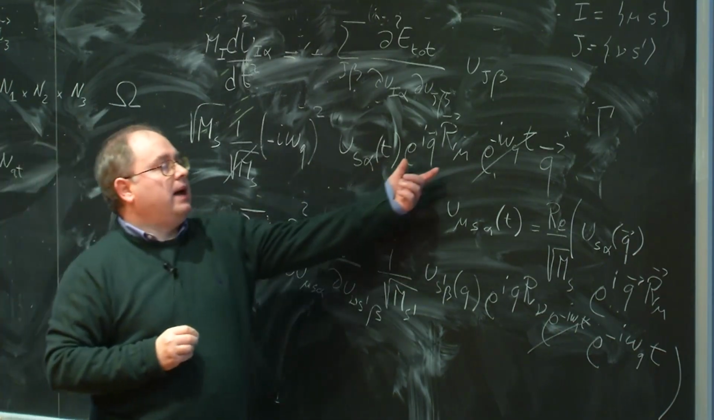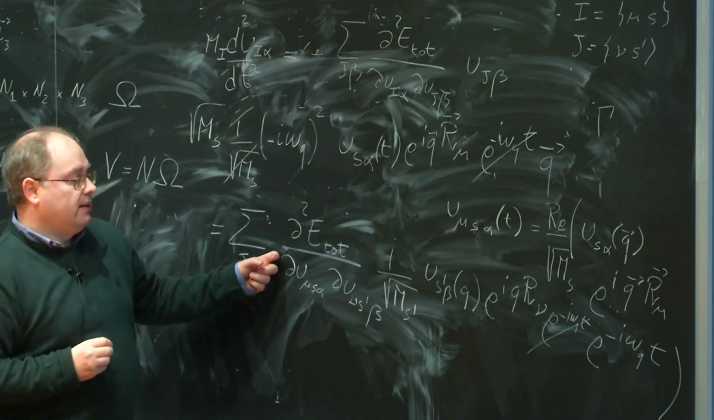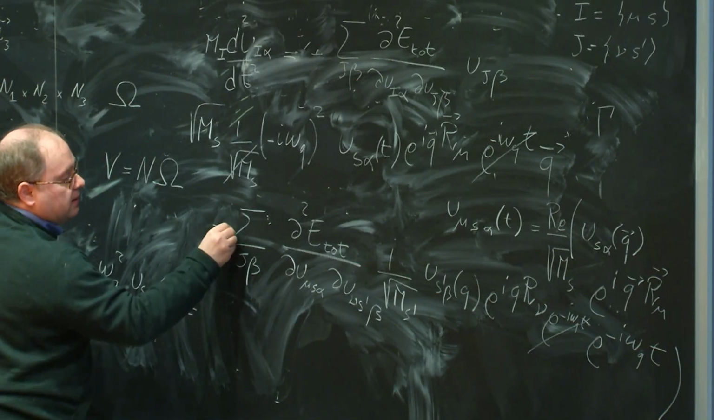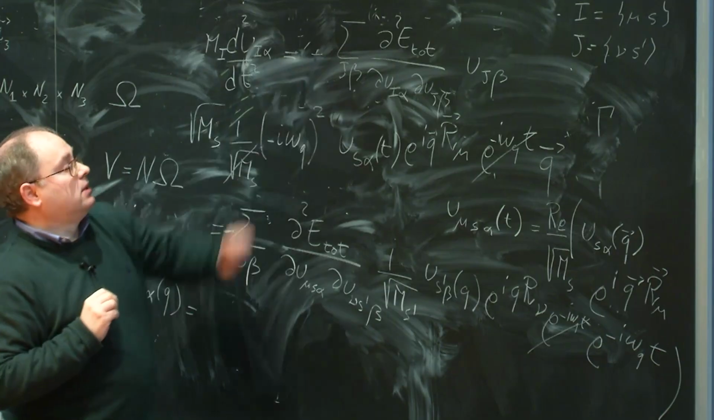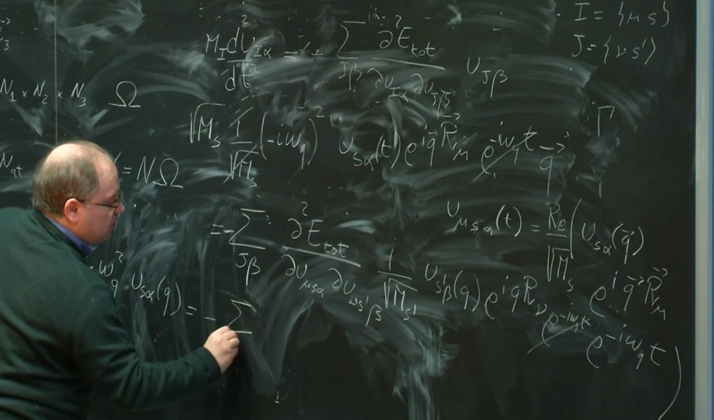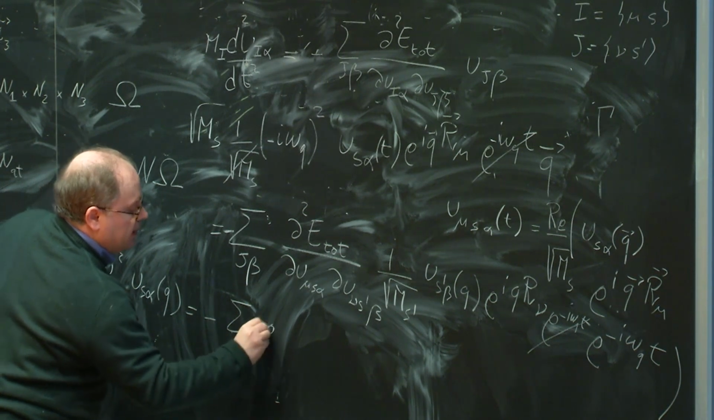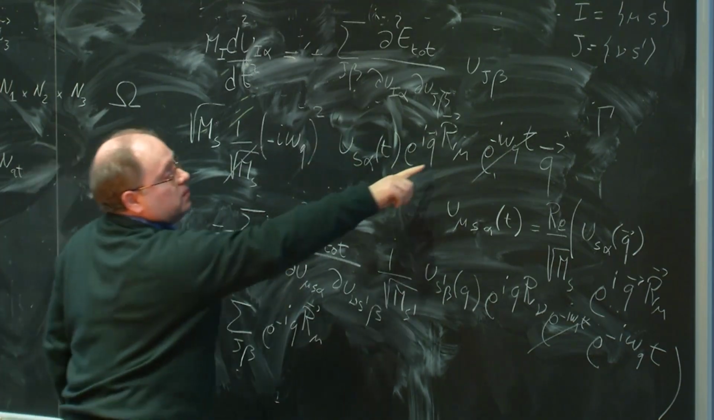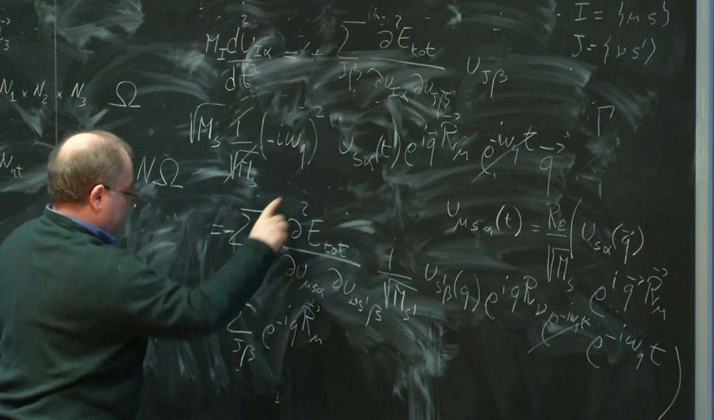And then the e to the I Q r mu, I bring it in the first. Here there was a minus. There was this minus here. And so here we have minus the sum over J and beta, e to the minus I Q r mu. That was this one. And then this term.